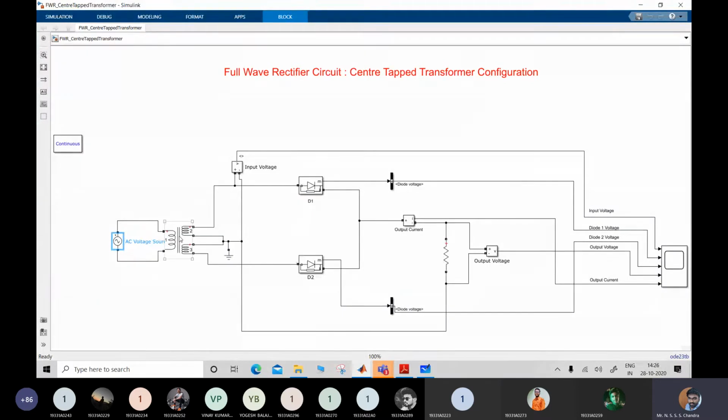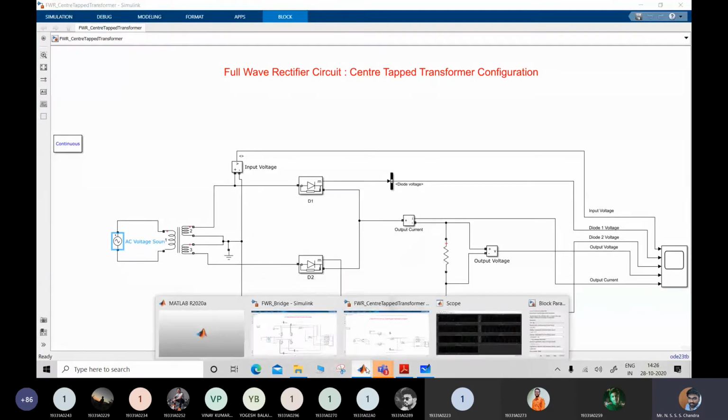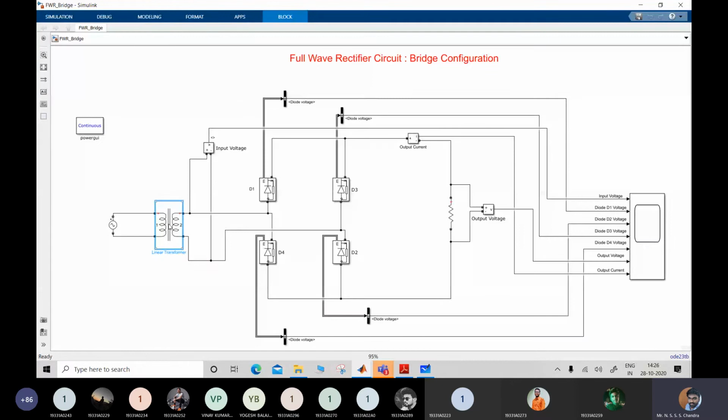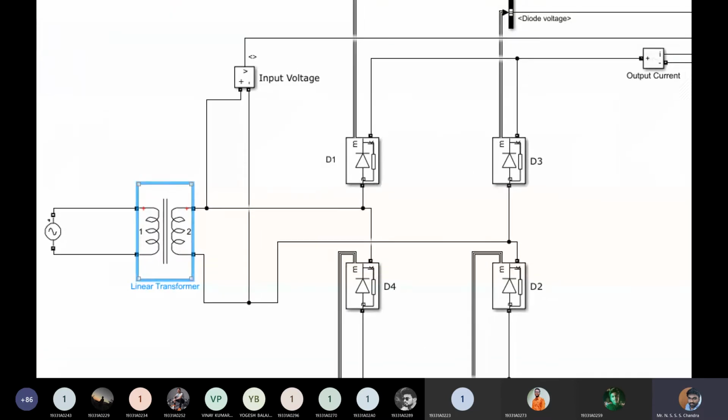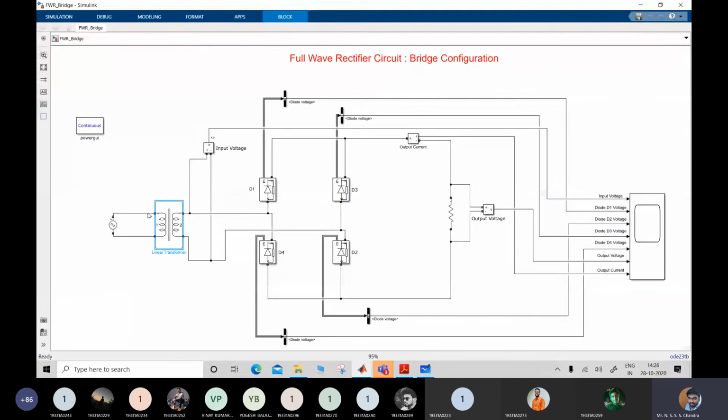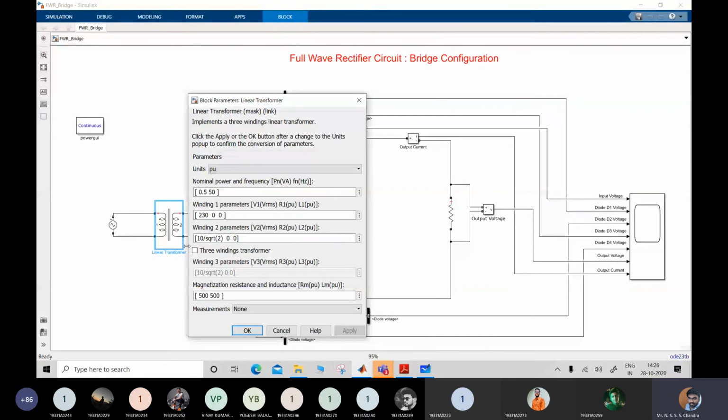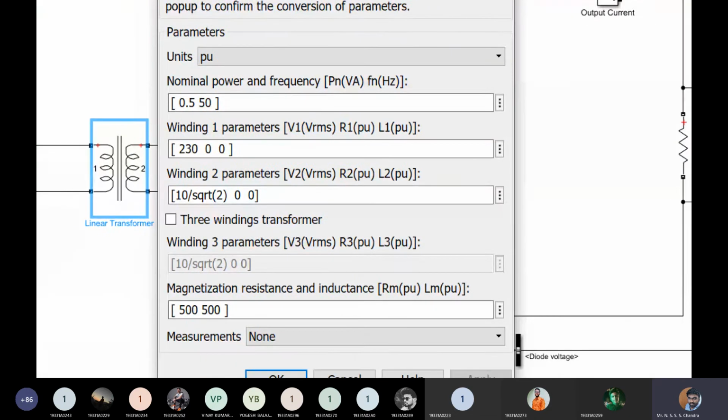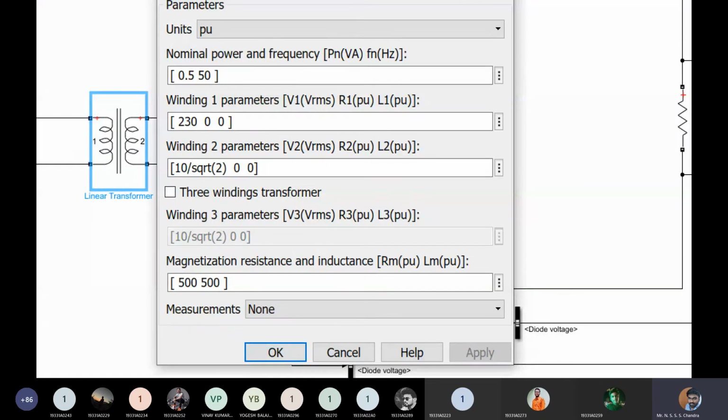Now, earlier in the full wave bridge rectifier, what type of transformer did I use? I used only a two winding transformer, right? So if you remember, I had unticked the three winding transformer. Can you see the three winding transformer option? Yes, sir. I have unticked that.